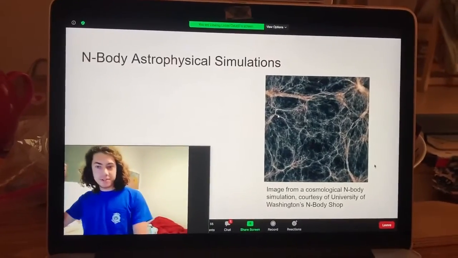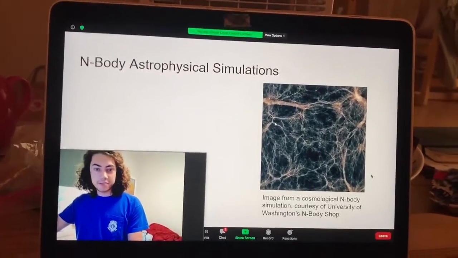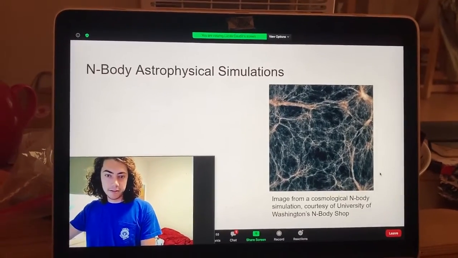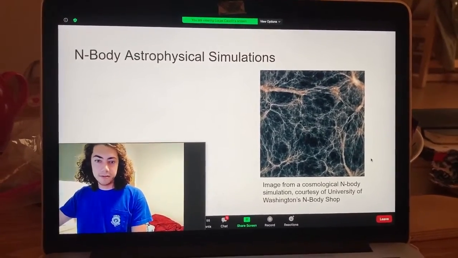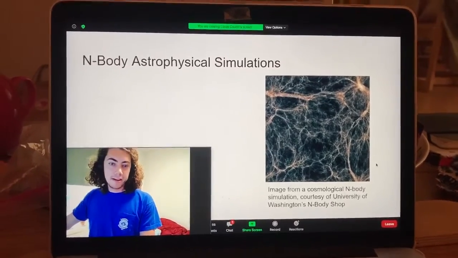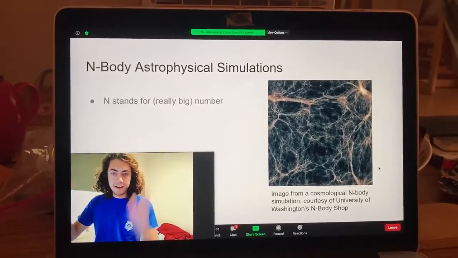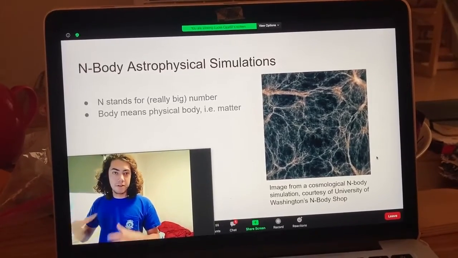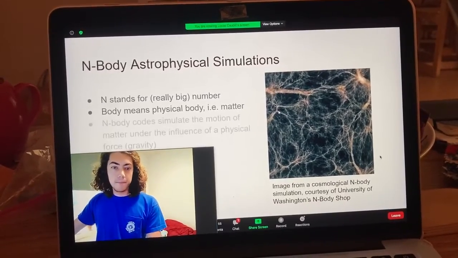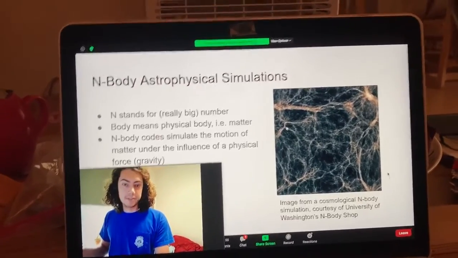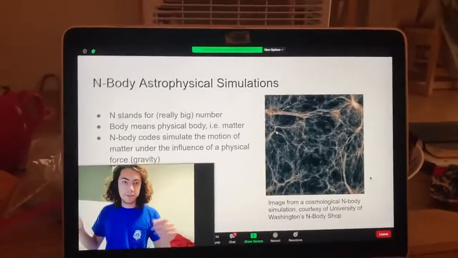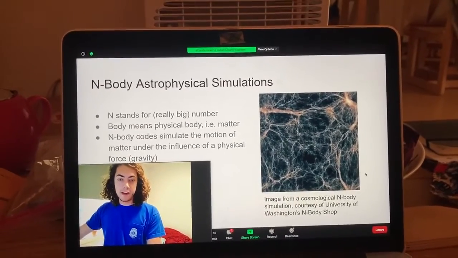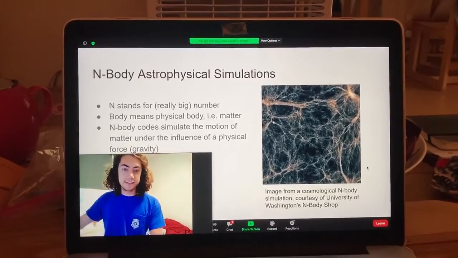The project I worked on with Johnny this summer involved N-body astrophysical simulations. I'm going to assume that at least some of you in the audience aren't completely familiar with this terminology, so I'll just give you a brief rundown. The N stands for some very large number, and the word body is used to indicate some unit of matter, such as a particle. N-body simulations are simulations of the motion of a large amount of matter under the influence of some force. And in the astrophysical case, that would be the gravitational force between the masses.